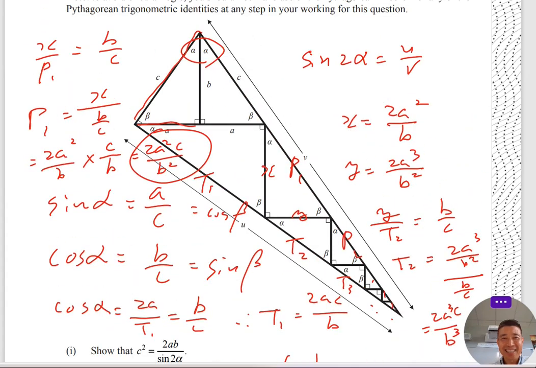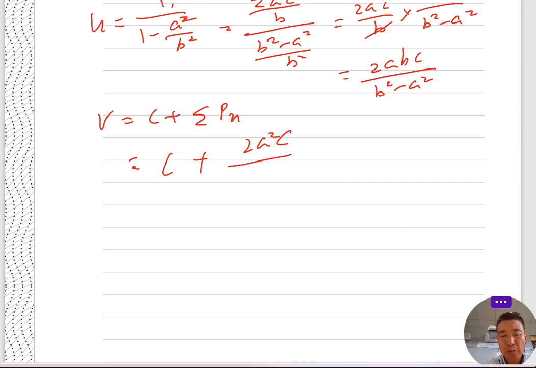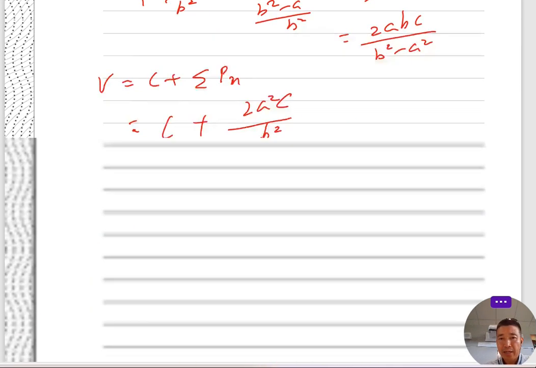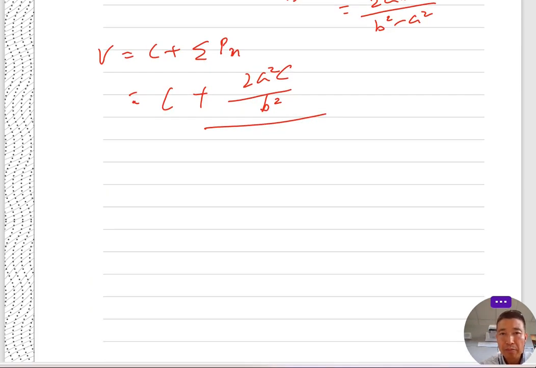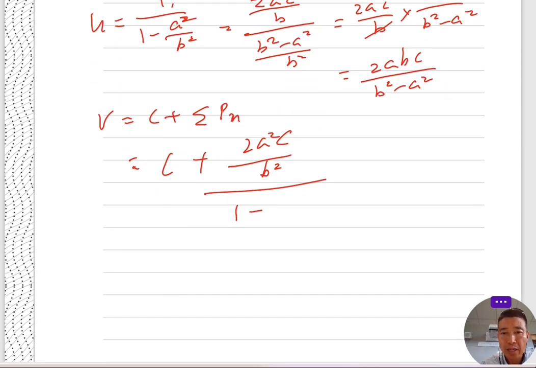My memory is not good. 2a squared C over B squared. All right. So do you remember this formula? A over 1 minus R, isn't it? And then 1 minus R is, what was it? R is A squared over B squared. So it equals C plus 2A squared C over B squared, times by the reciprocal, isn't it?